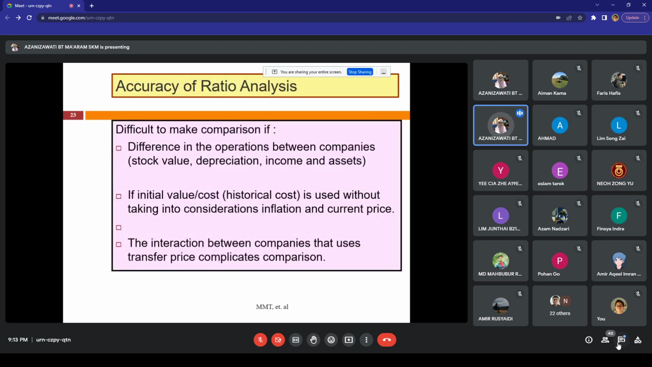Accuracy of ratio analysis is difficult for comparison if there are differences in operations between companies, whether in stock value, depreciation, income and asset. And if initial value or historical cost is used without taking into consideration inflation and current price, it is difficult, so we have to consider the inflation. And the interaction between companies that use transfer price complicates comparison.